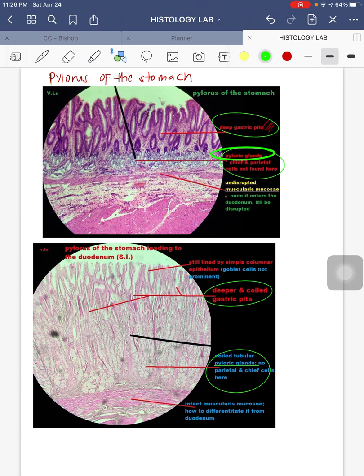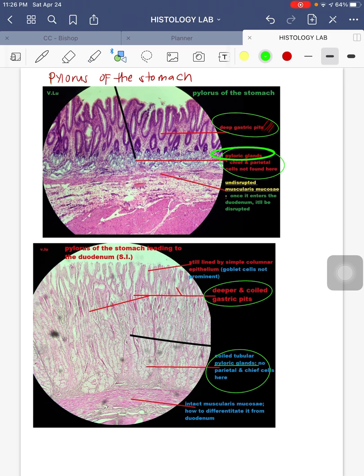Therefore, the glands here are more concerned with producing abundant mucus. As compared to the fundic area of the stomach, or the fundic glands, where they produce molecules like HCl and intrinsic factor that will later help in digestion. This one, the pylorus, is more of mucus production. Okay?